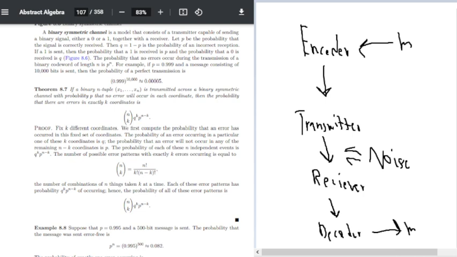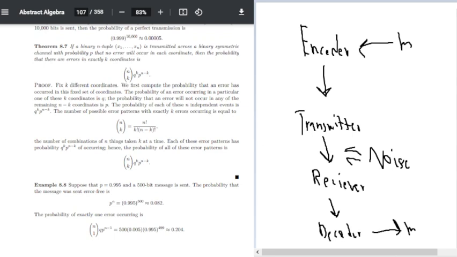And for each of those, we have a probability q to the k, p to the n minus k, again by regular probabilistic independence. Proof. Fix k different coordinates. We first compute the probability that an error has occurred in the fixed set of coordinates. The probability of an error occurring in a particular one of these k coordinates is q. The probability that an error will not occur in any of the remaining n minus k coordinates is p. The probability of each of these n independent events is q to the k times p to the n minus k.